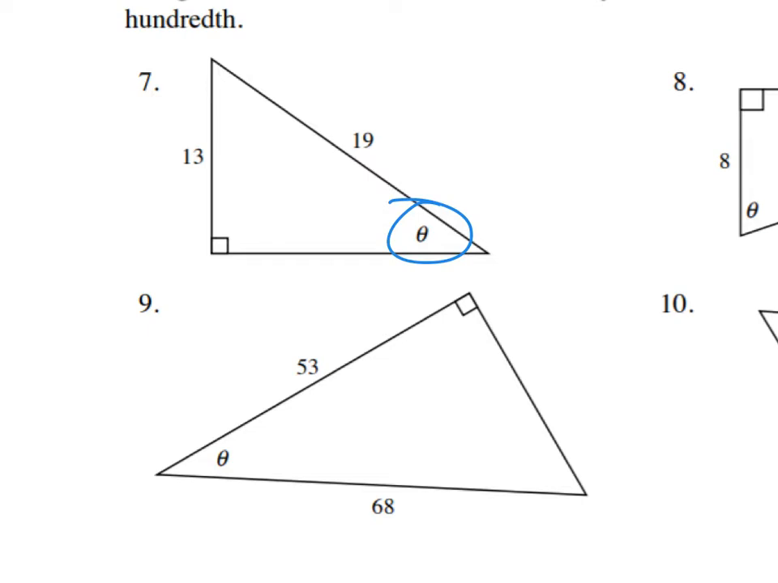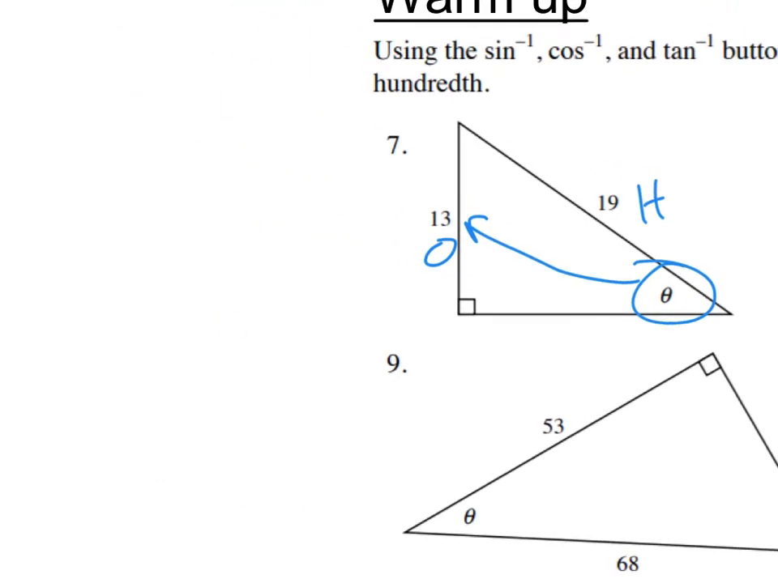Within this given picture, problem number 7, what I want to make sure that you understand is that you can use this leg that's opposite that angle and the hypotenuse, and we know that opposite and hypotenuse relate to the sine ratio. So I can set up a ratio that looks like this: the sine of theta equal to 13 over 19, or the opposite over the hypotenuse.